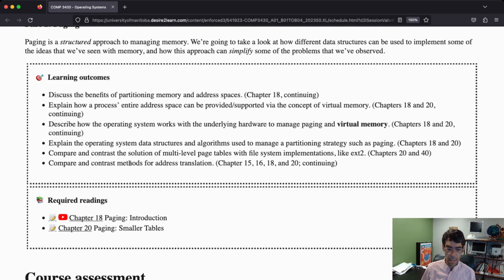And compare and contrast methods for address translation. So now this is chapters 15, 16, 18, 20, and continuing. Again, this is continuing because at this point, after talking about paging, you should be able to compare and contrast base and bounds, segmentation, and paging. So how are they similar to each other? How are they different? Why have we moved from one to the next? What are the drawbacks of using one? What are the benefits of using another? All of the methods for virtual memory that we've talked about, segmentation, base and bounds, and paging, they all have drawbacks. They all have benefits that have fixed problems that we've identified with the previous methods for virtual memory and address translation.